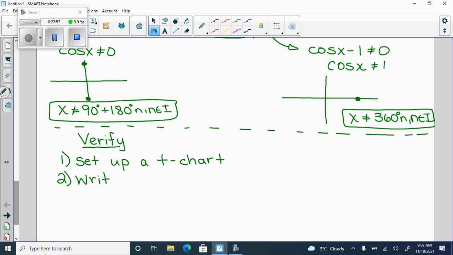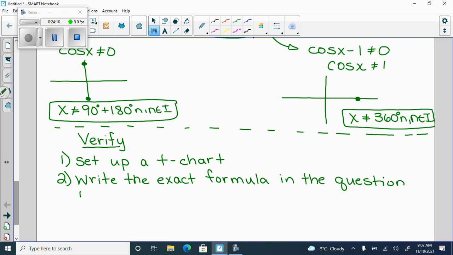Write the exact formula in the question, in the T-chart.